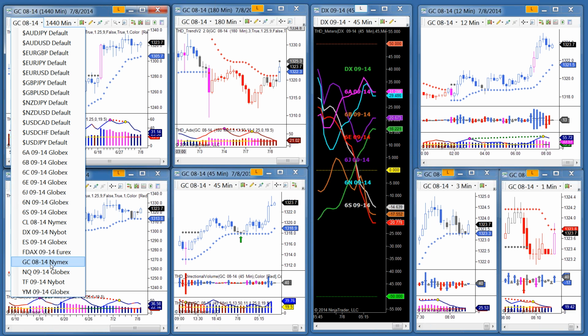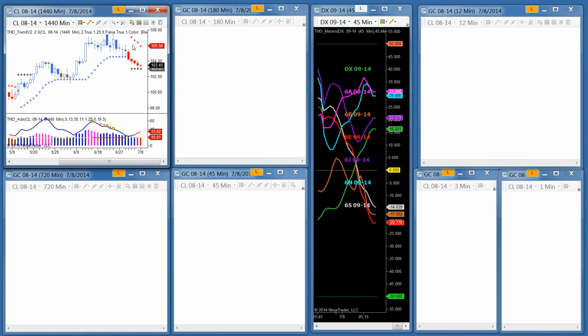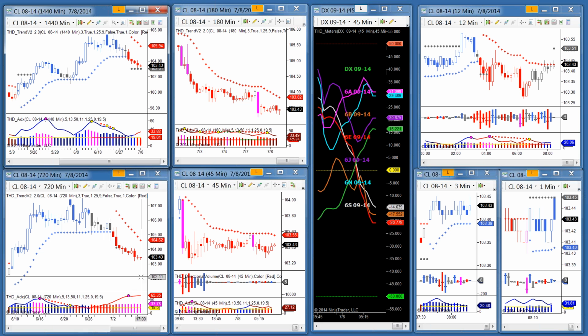All right, let's go look at crude. All right, crude, we're at the congestion dots here on the 1440. We're also probably going to get a magenta peak over here on the 720. That would be my take on crude.